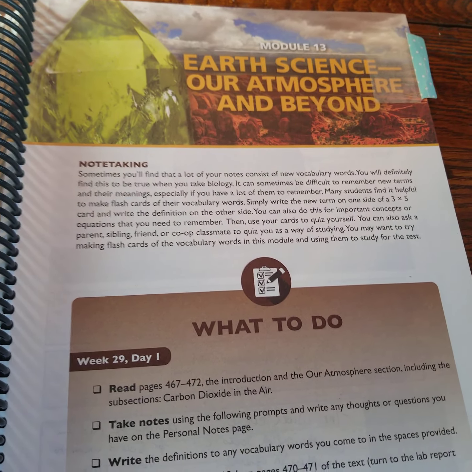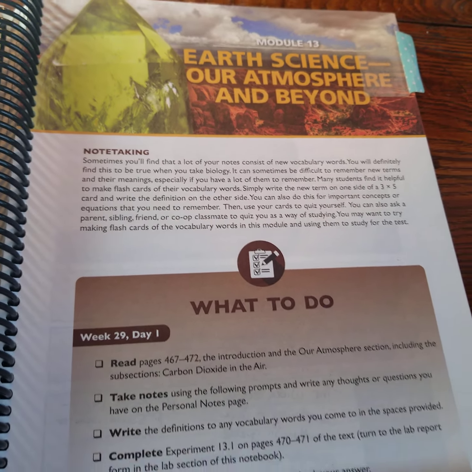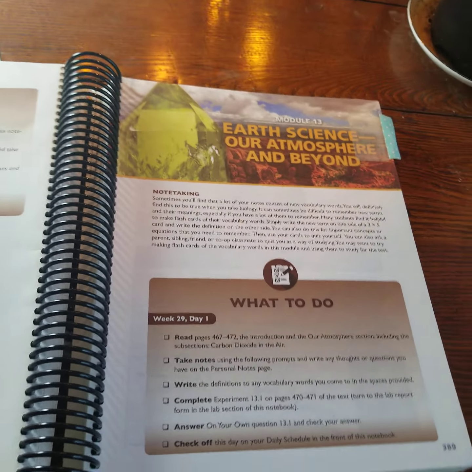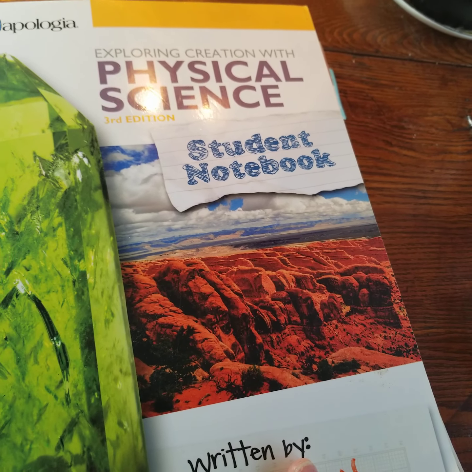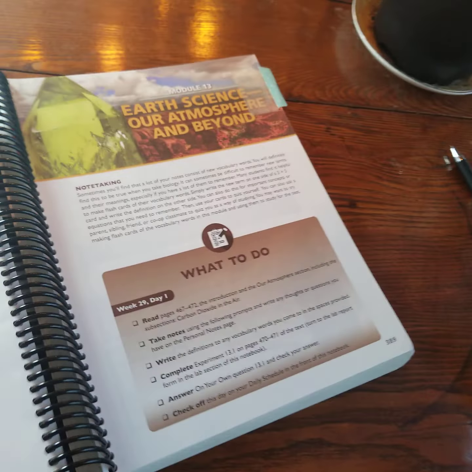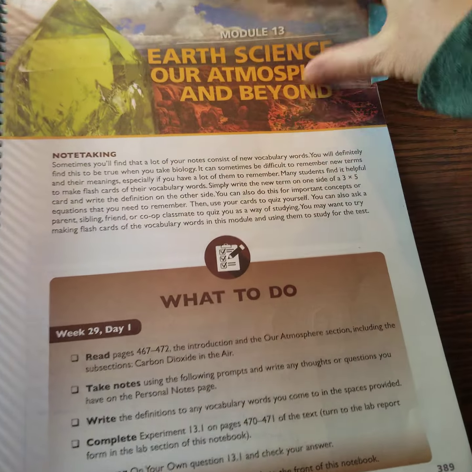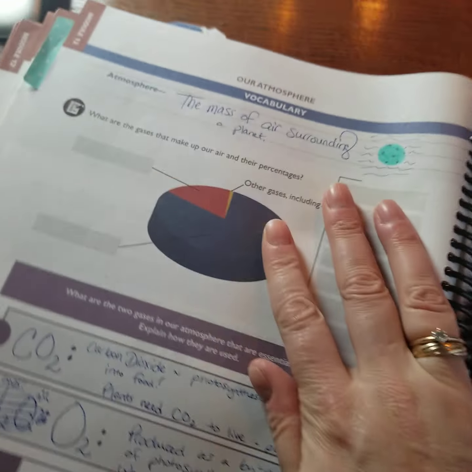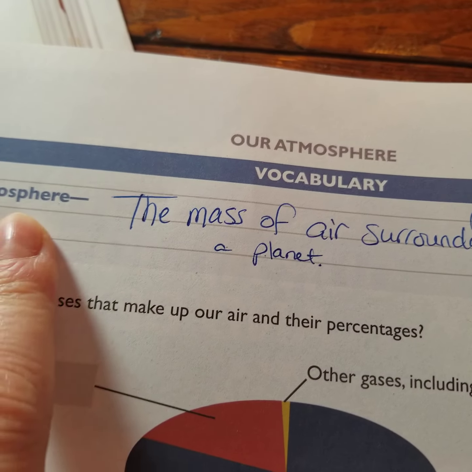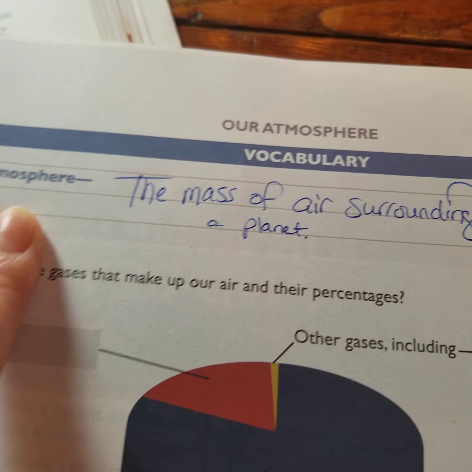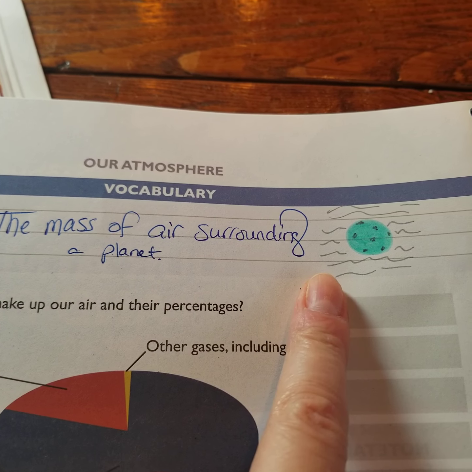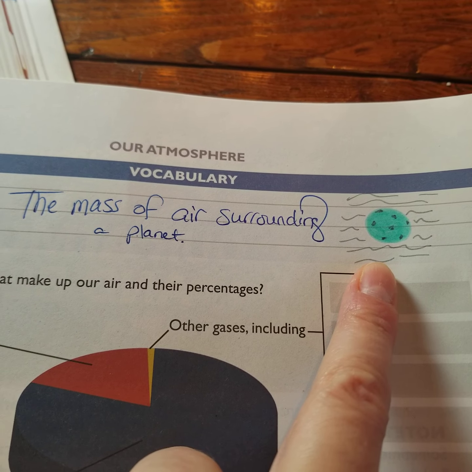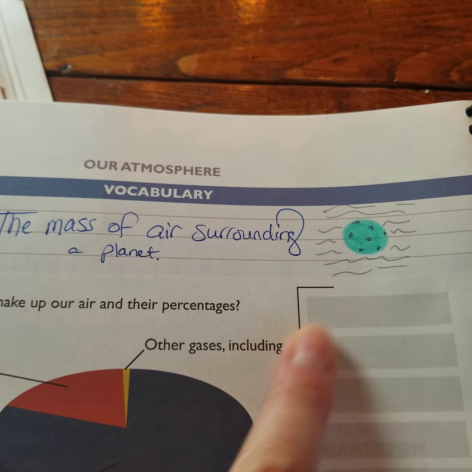So this is Module 13, the beginning of it, from the Exploring Creation with Physical Science 3rd edition student notebook. We can dive right in. First and foremost, atmosphere. We're on page 390. Atmosphere is the mass of air surrounding a planet.